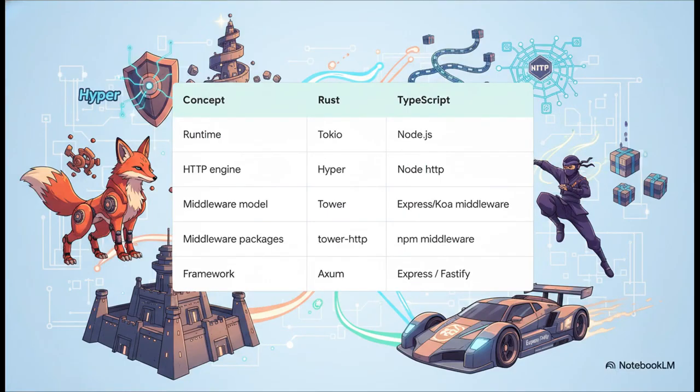This table is a fantastic Rosetta Stone for this. Look, Tokio is basically your Node.js runtime. Hyper is like the hidden HTTP module that's already inside Node. Tower is the Express middleware pattern, and Axum is the Express framework itself. It's all the same concepts, they're just broken apart into more explicit, separate pieces.